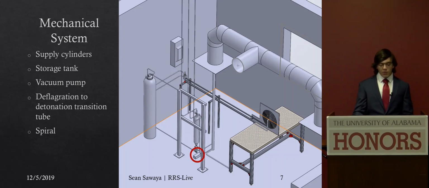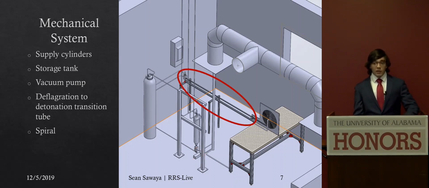We have a vacuum pump. This removes all the air from the system, so we have a constant baseline that we can start from for each test. So we know exactly what's in the system before we start introducing fuel and reactants and things like that. And then we have our deflagration and detonation transition tube.